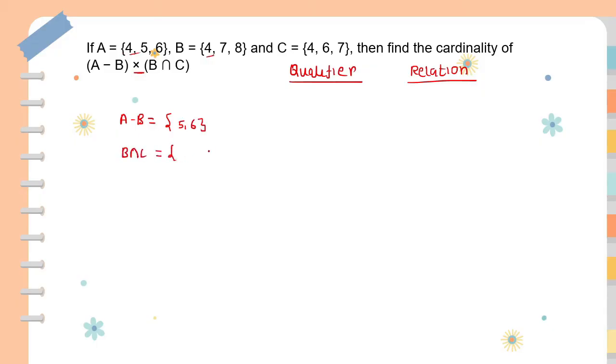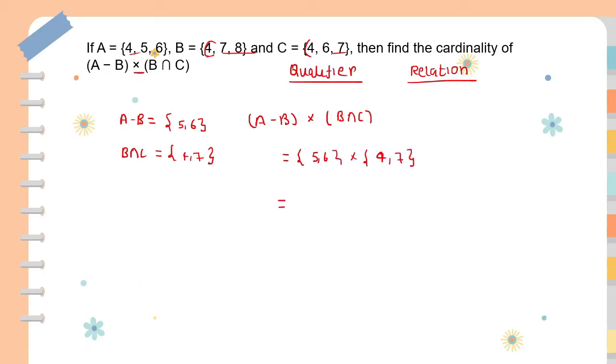Now B intersection C means all those elements which are common to both B and C. Common to both are 4 and 7. So now we can write (A minus B) cross (B intersection C). It is {5, 6} cross {4, 7}.